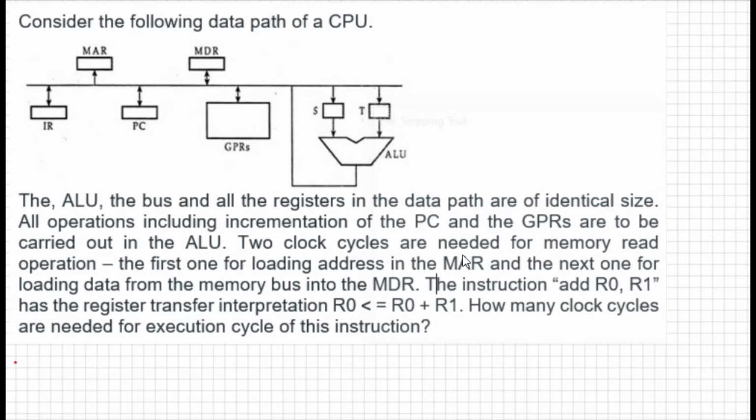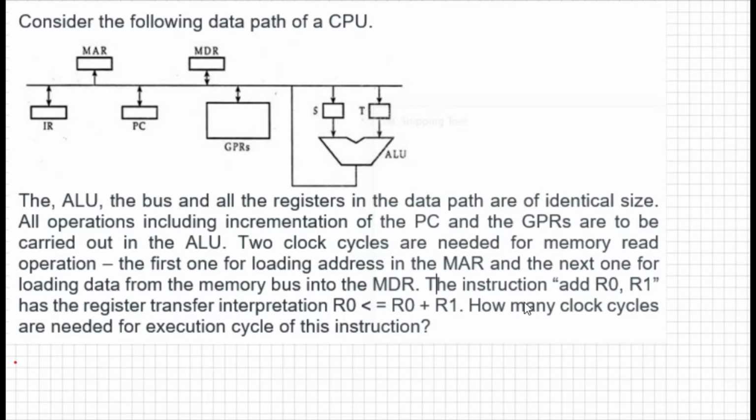Now 2 clock cycles are needed for a memory read operation. The first one is for loading the address in MAR and the next one is for loading data from the memory bus into MDR. So for a memory read operation we need 2 clock cycles.